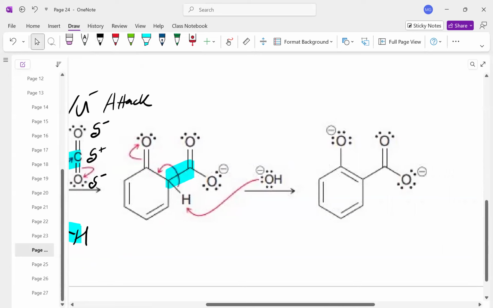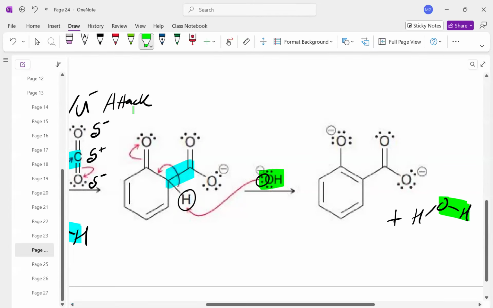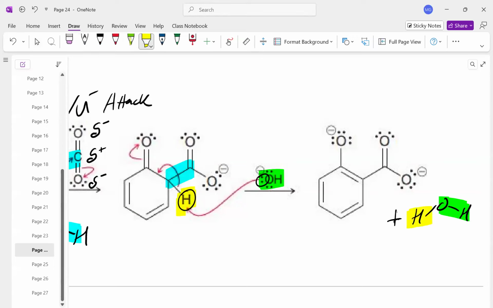Now finally, let's look at this last one. Here we have something with electrons, something that wants those electrons, but I'm transferring a very specific atom here. I'm going from something that had a hydrogen on it, and it's giving that hydrogen up. So here we have OH. That OH now has a hydrogen on it. This is another example of a proton transfer.